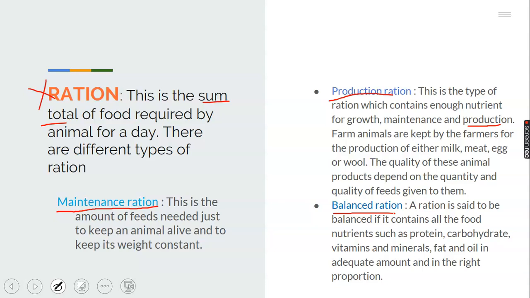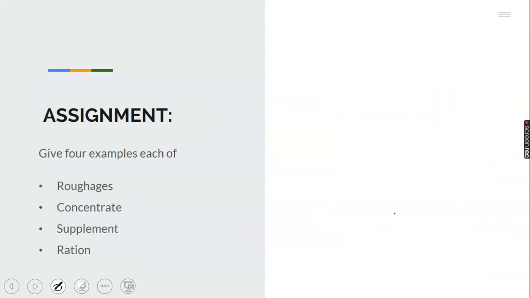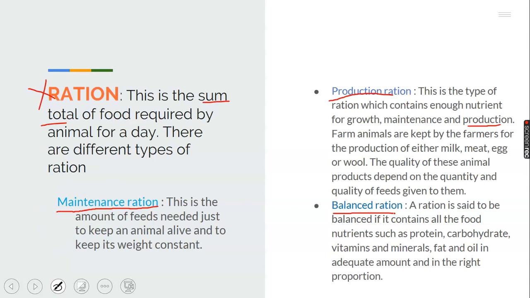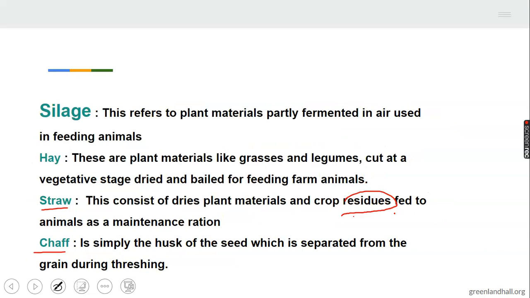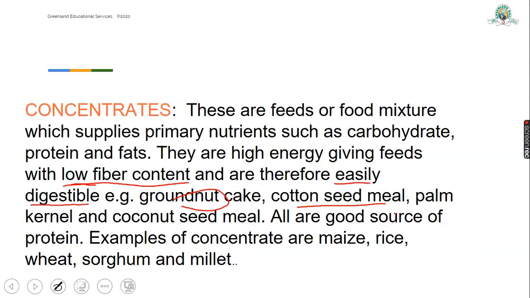Pick up your biro now as you are seated there, and your notes, I believe you are with it. Write out three examples each of three classes of food. Remember, not types of animal feeds, classes of food.